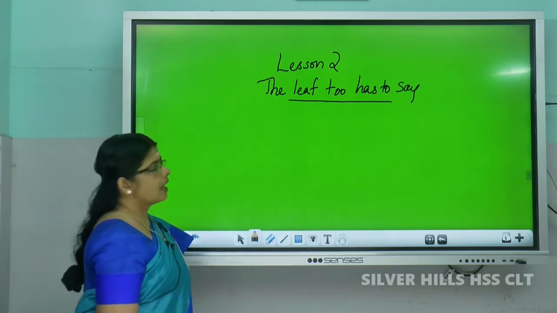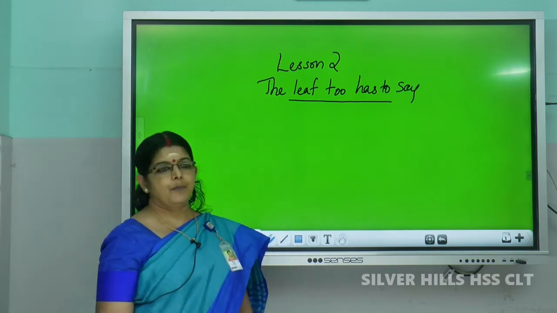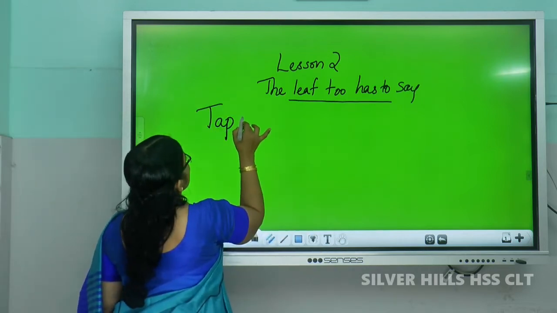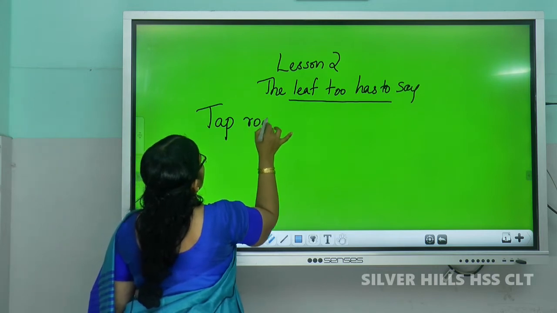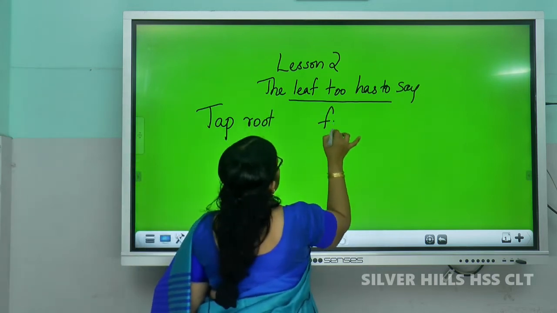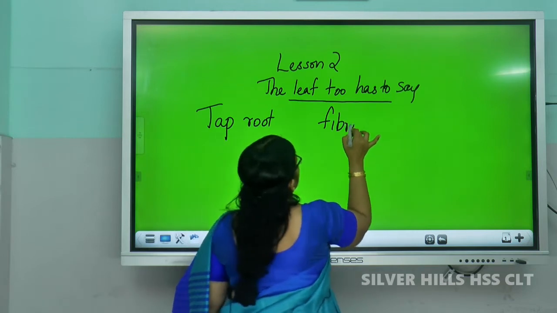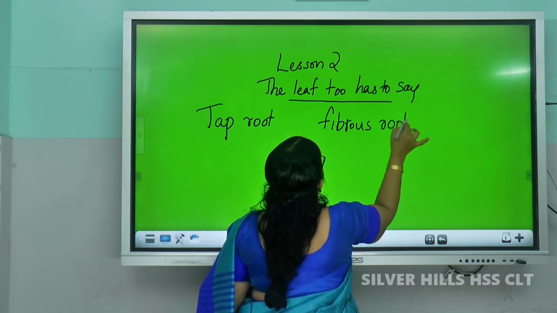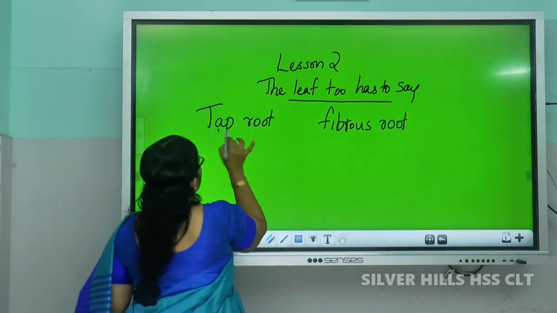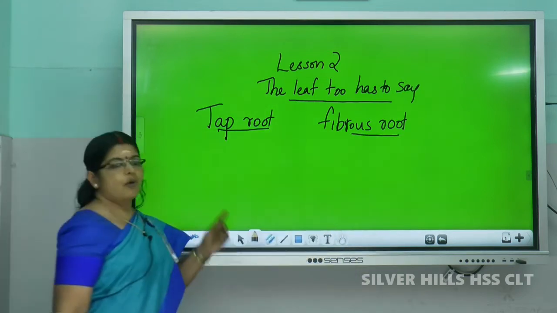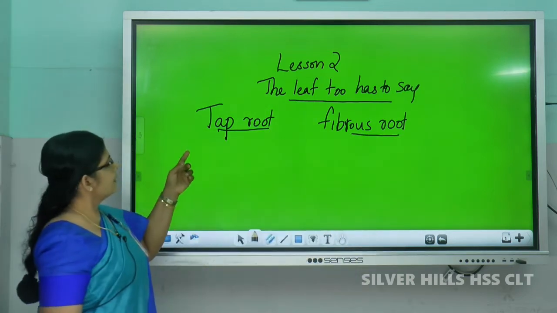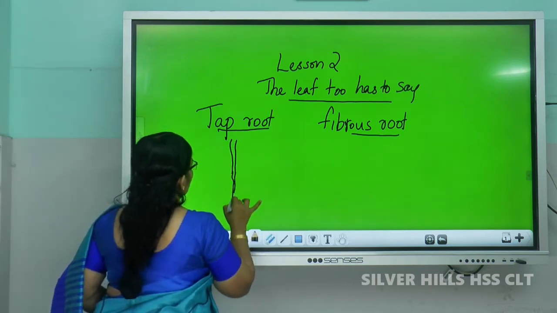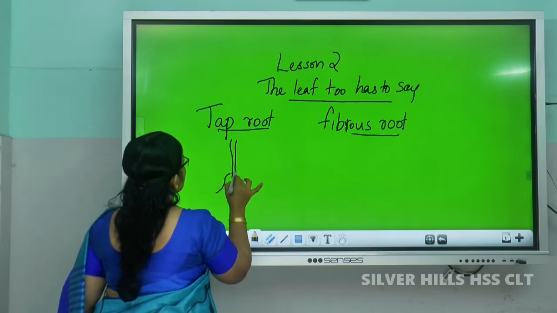So, roots are of two types, taproot and fibrous root. What is a taproot? In taproot, you can see a main root growing deep down into the soil.